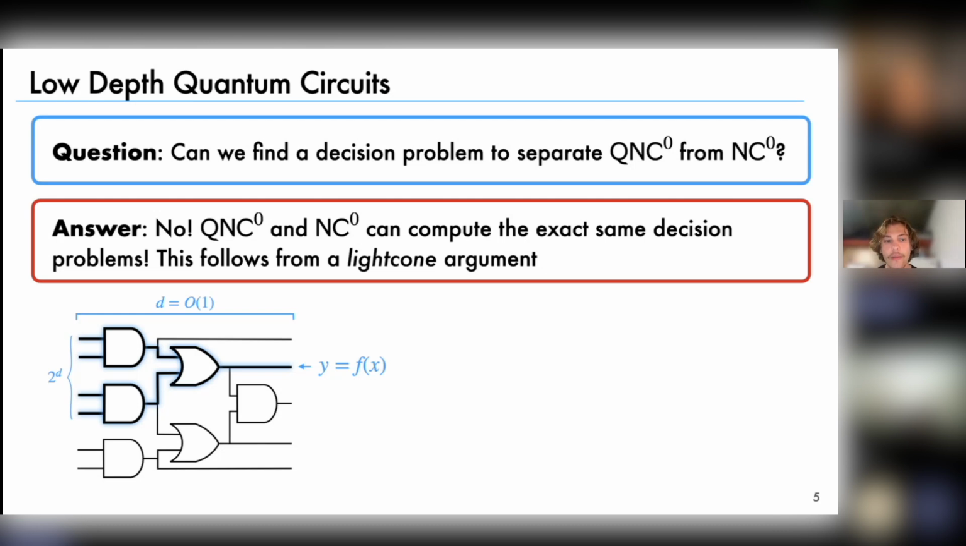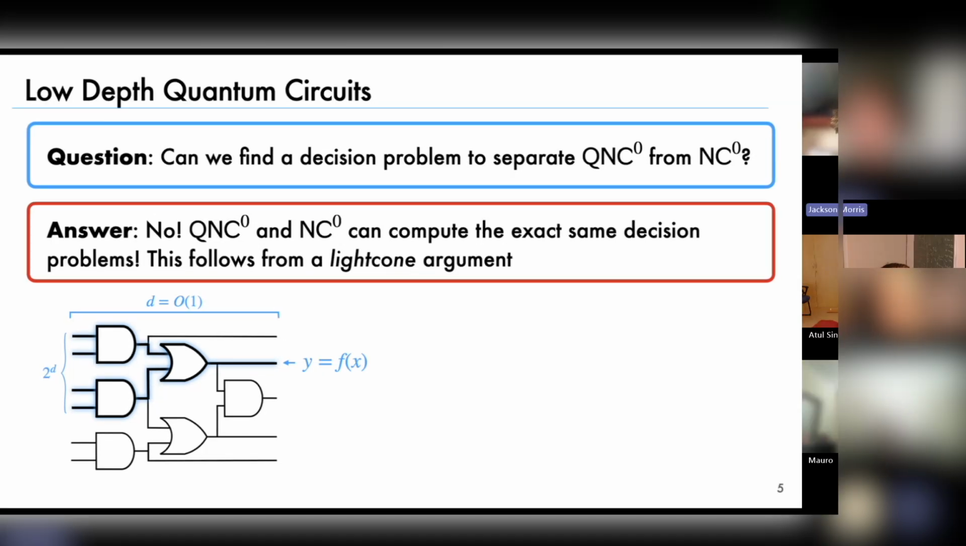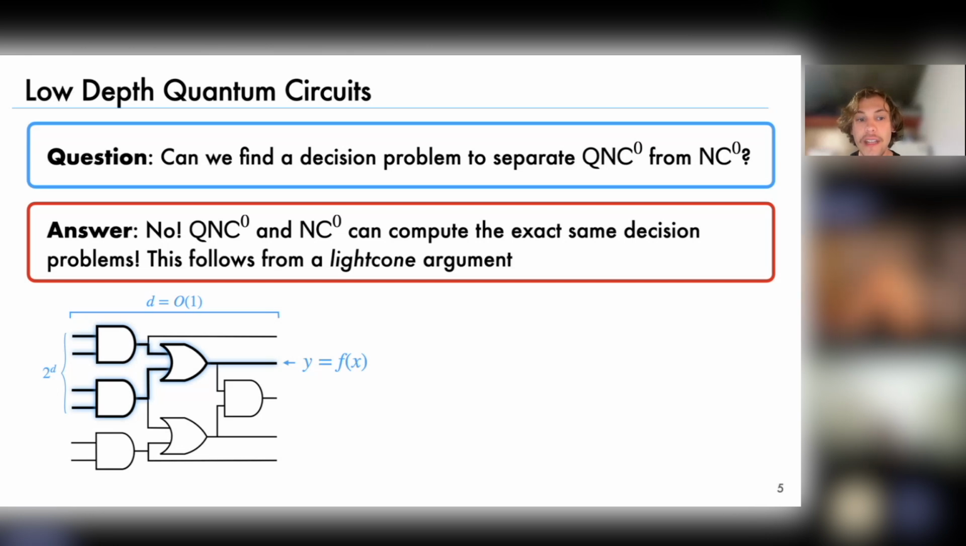And so at the very end, we're going to be left with some set of input bits that could have possibly affected this output bit. But since d is constant, 2 to the d will also be constant, meaning that this function is just some local function. It depends on only constantly many input bits.